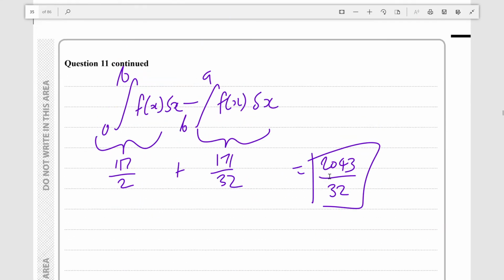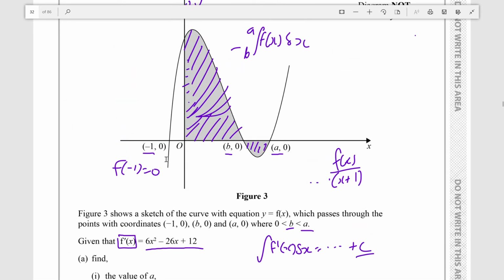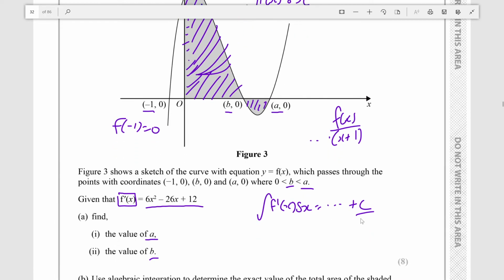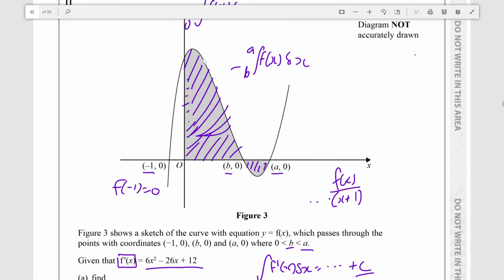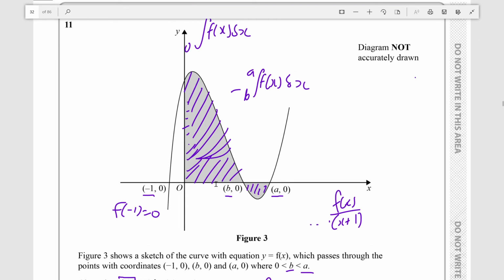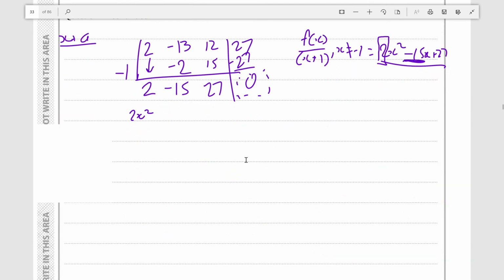Alright, so to recap, we have taken this fact that f of -1 is equal to 0 to find the constant of integration here. And then we have solved the cubic equation with a lot of division and quadratic solving techniques to find the values of b and a, the other two roots of this cubic equation here. And then we have used integration to find the area of this, and the negative integral between b and a of this will be the positive value for the area of this, and we just add it together to find this shaded area. Alright, so let's go to the mark scheme and see if we were correct.